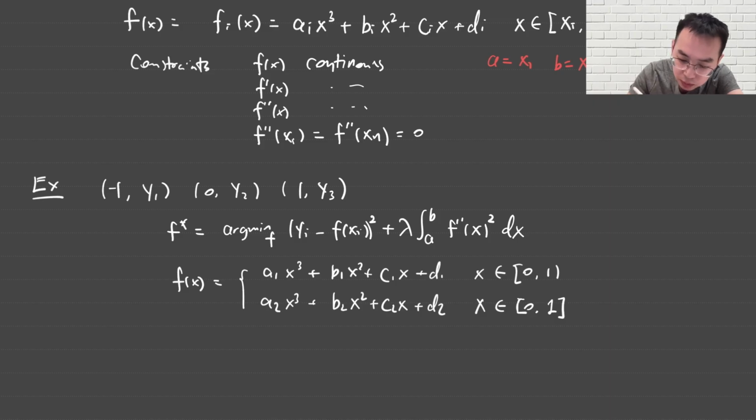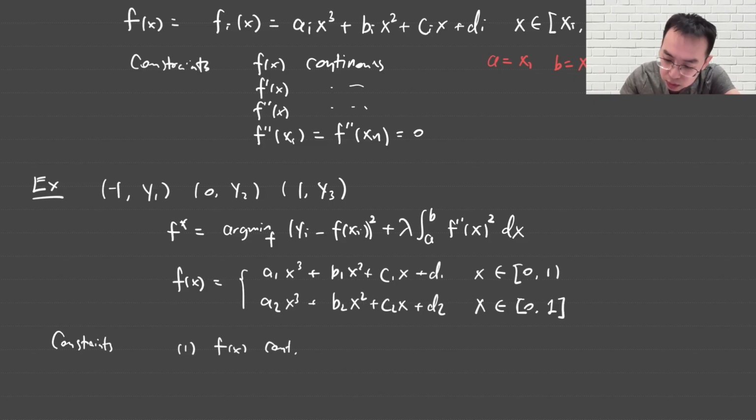So the constraints become: the first constraint is that f is continuous. That means at point 0, these two functions have to equal each other. That gives us d1 equals d2. And then f prime of x has to be continuous. We're just going to take the derivative of this thing. Let's do the derivative real quick.